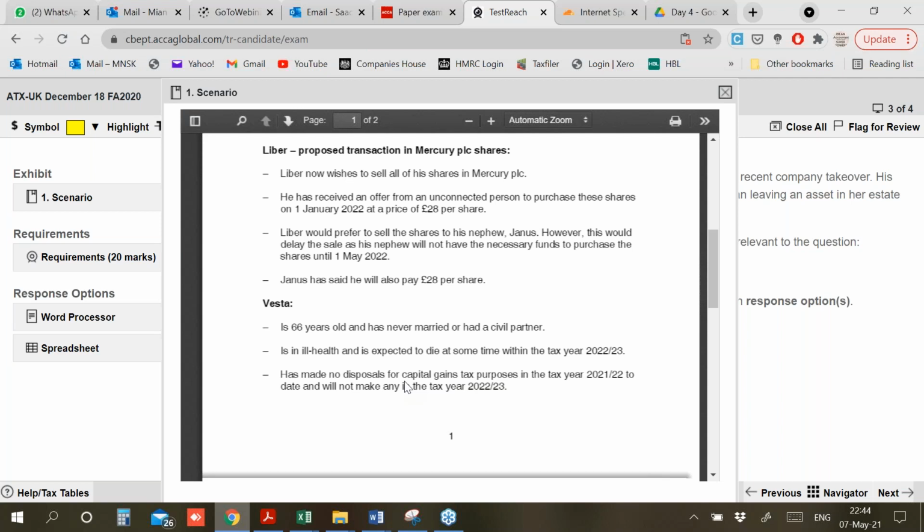So first I have to calculate the base cost of the shares by doing the takeover calculations. Then I can calculate what will be the capital gains on selling the Mercury PLC shares.